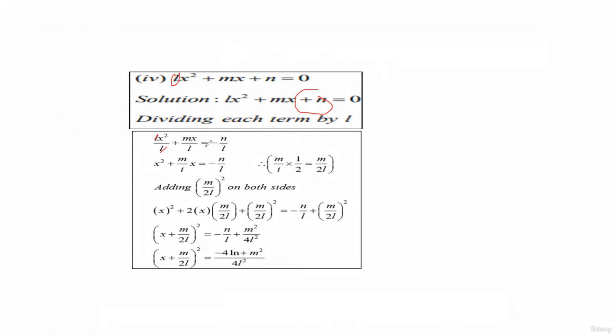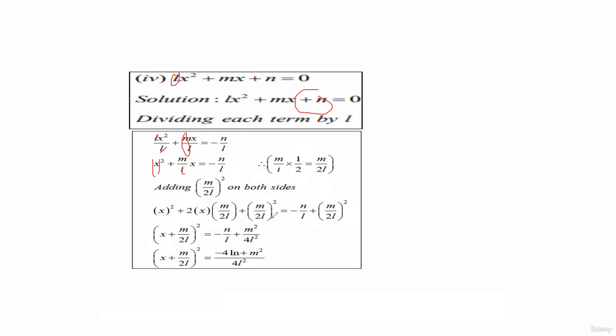Minus n upon L, and now again you have to find this m upon L, because again we have decided that is x. Now m upon L is your term, you will multiply again with the same formula 1 upon 2, m upon 2L, and adding both sides by squaring it. So m upon 2L square and minus n upon L. You have back this is your a and this is your b, m upon 2L whole square.